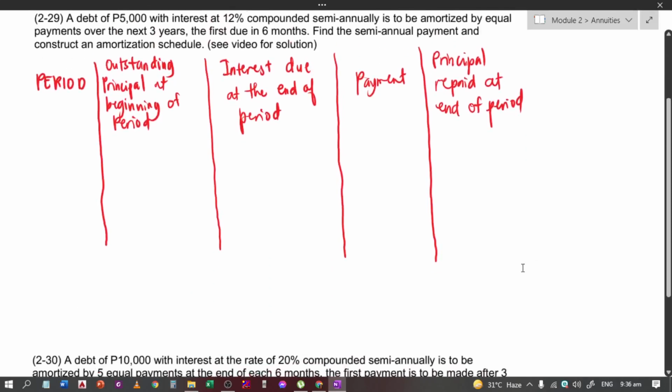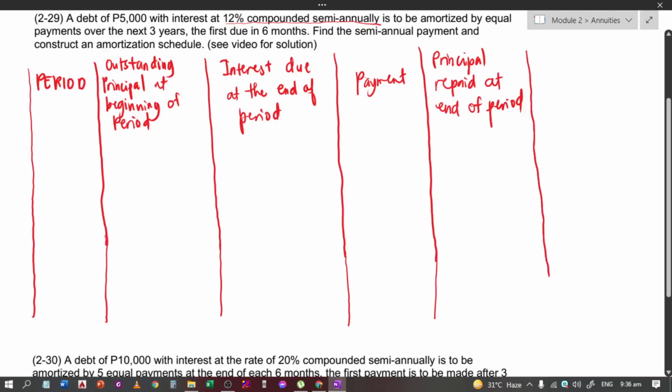So, try natin siya dito sa first example. So, a debt of 5,000 with interest of 12% compounded semi-annually is to be amortized by equal payments over the next 3 years, first due in 6 months. So, find the semi-annual payment and construct an amortization schedule. Yan. So, equal yung payments niya since amortization nga siya. So, itong payment na to, yung lalagay natin dito sa payment, ay equal din siya dapat. Lahat ng payments ay equal, unless may sinabing ibang payment, hindi ba?